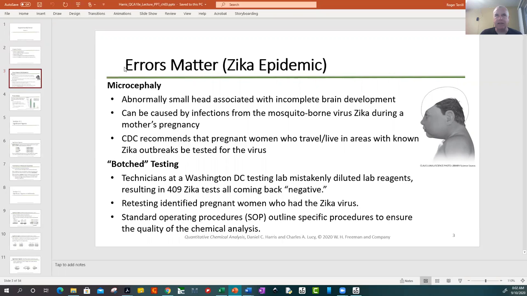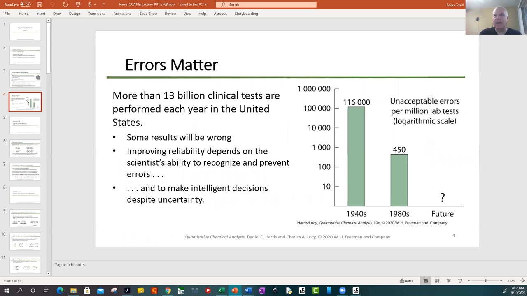so in this case, there were technicians at a Washington, D.C. lab. Gosh, my niece may be working there. She works in Seattle, and she's a clinical lab scientist. And it's like, oh my God, this could totally be what she does. They got a bunch of these Zika tests, and they all came back negative. But it turns out they just misdiluted some reagent, and they botched it, basically. That's a high pressure job. Jeez, poor girl. Anyway, that's an example of where everything went wrong.